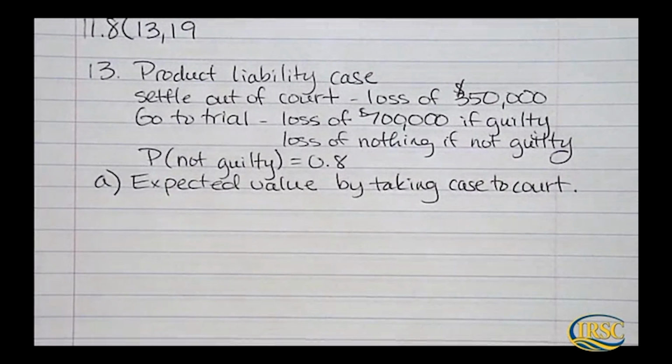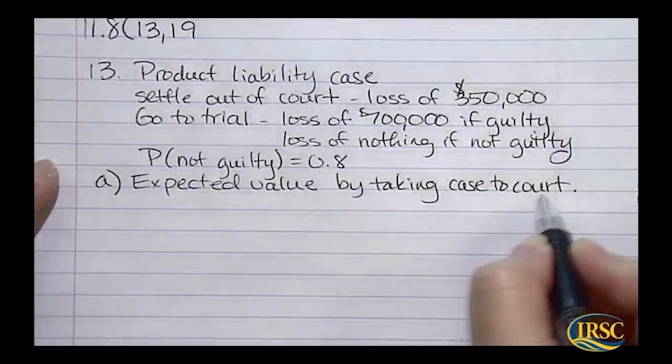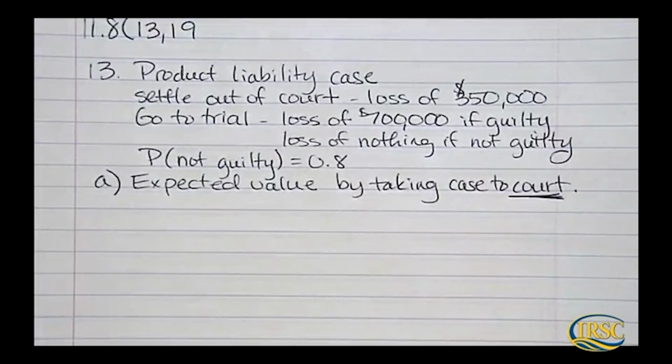All right, so notice that they have a lot of choices here. They can either avoid going to court and settling, and it's a guarantee that they're going to lose $350,000 if they settle. Or they can go to trial and take a risk. And so either they're going to lose $700,000 or nothing, depending on what the court finds them. All right, so notice that it's the expected value of going to court. That's the key.